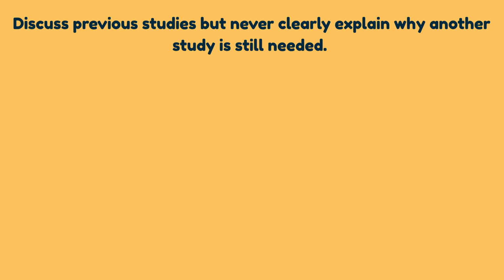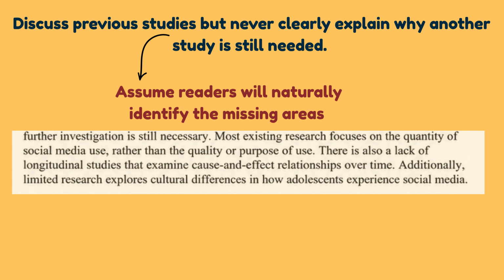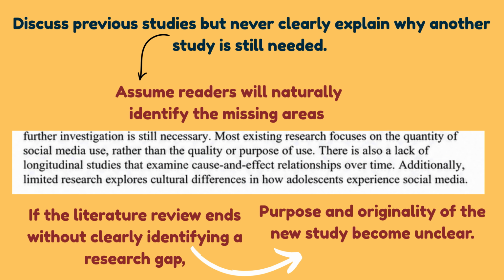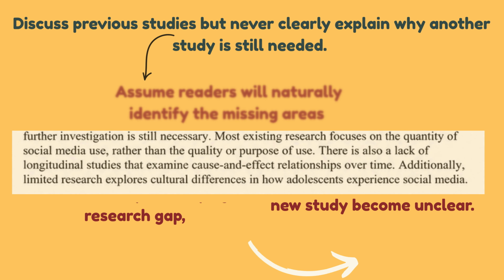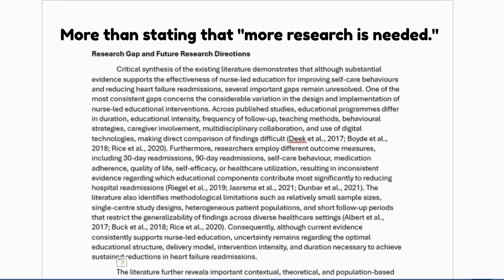Many students spend pages discussing previous studies but never clearly explain why another study is still needed. They assume readers will naturally identify the missing areas after reading dozens of article summaries. Unfortunately, readers rarely make those connections on their own. If the literature review ends without clearly identifying a research gap, the purpose and originality of the new study become unclear. Identifying the research gap requires more than stating that more research is needed.